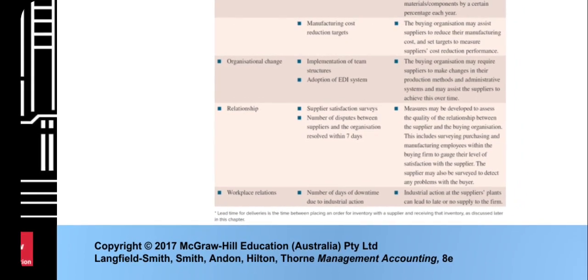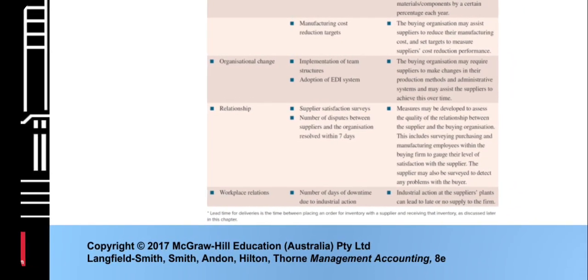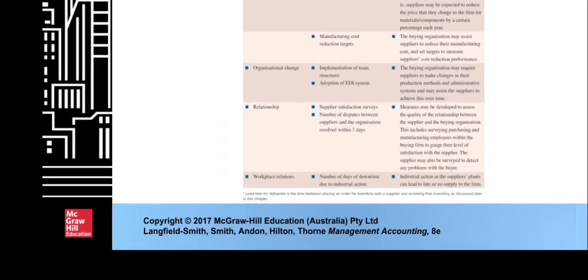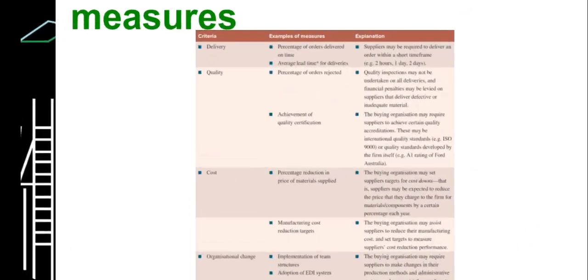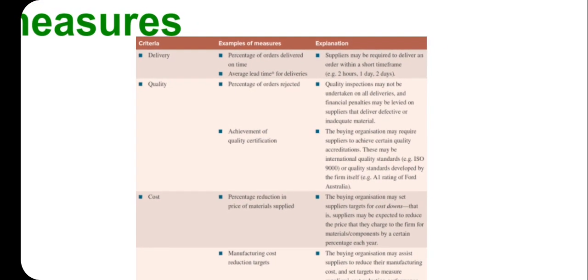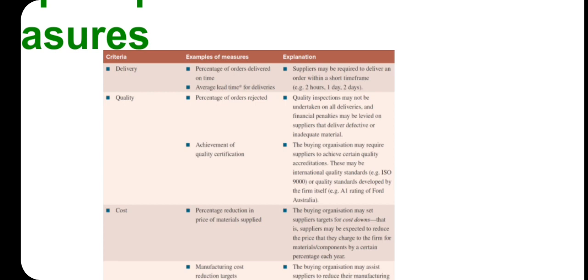Lead time for deliveries is the time between placing an order and receiving it. You can see the definition of the lead time here at the bottom of the table. So in terms of quality, how do you say a supplier is good or not? The measures are, first, percentage of orders rejected, and second, achievement of quality certification. If a supplier has ISO, for example, that is an indication that the supplier can supply good quality material or components.